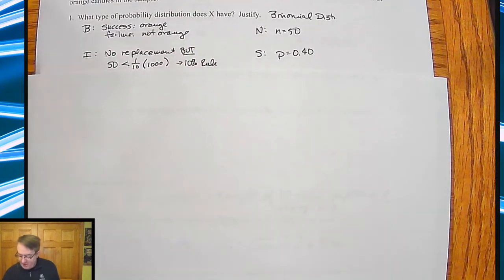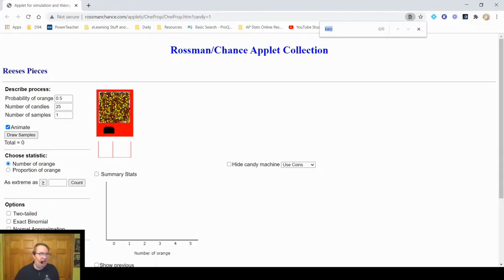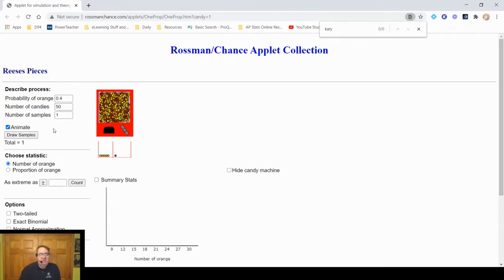So now what you're going to do is use an applet. Again, the link is down below, and we need to change a couple of things. Oops, wrong side. So the probability of orange is 40%. We're going to take 50 of these. Now, if you leave animate on, you're going to do this a total of 5 times and report your data in. When you draw your samples, the animation shows you actually pulling out one candy at a time. It's really cute. Actually, it is kind of fun.